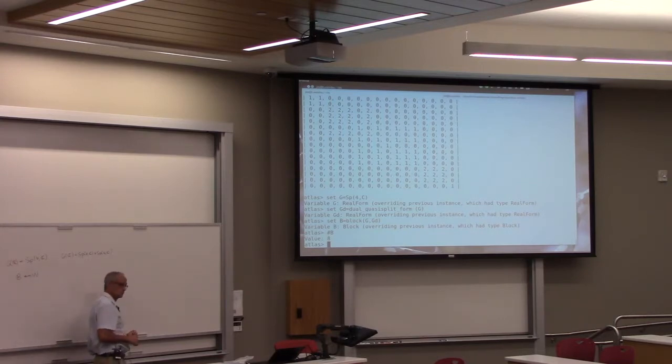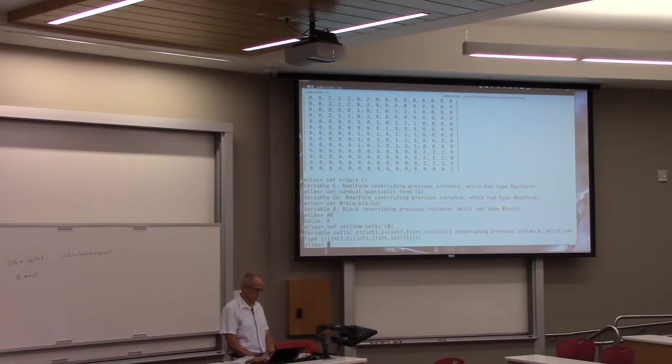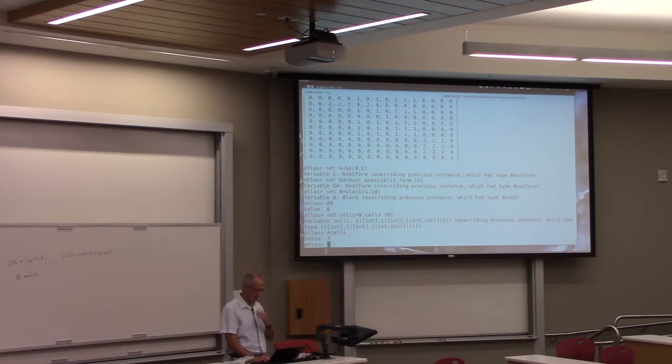And actually, I was wrong. I was thinking of left cells. These cells will also... there's one cell of size 6 and 2 cells of size 1. All right, so characters.